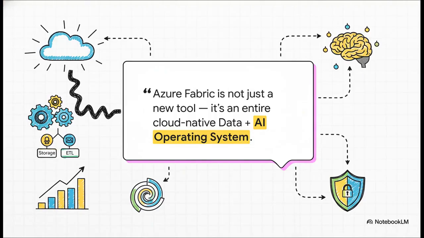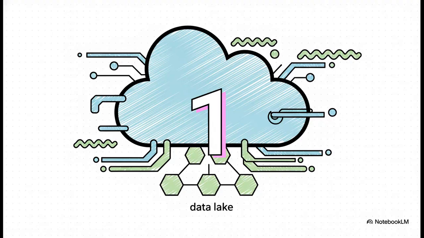And honestly, this quote from Microsoft just nails it. Azure Fabric isn't another product you buy. It's a complete, cloud-native operating system for data and AI that pulls storage, analytics, BI, and governance into one single cohesive platform. If you remember just one thing from this explainer, let it be the number one. One workspace, one data lake, and one unified platform for your entire data journey.